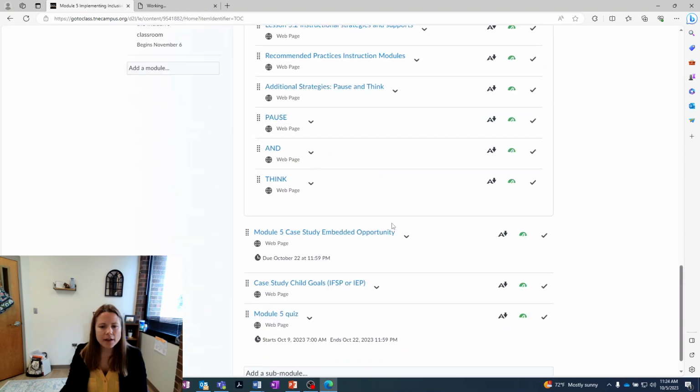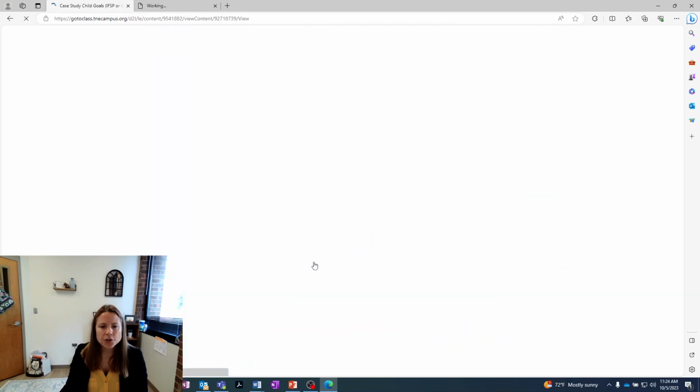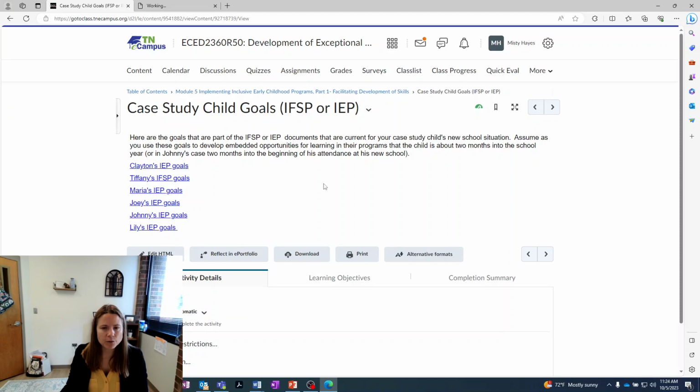So when you click on module 5, you go all the way to the bottom and you're going to see case study child goals. You're going to have to use this to complete the matrix form and to complete the second step and third step. So here are the goals. You're going to pick the goal that's related to your case study child. Okay, so you're going to use this to help you embed activities or opportunities in that program for that child.